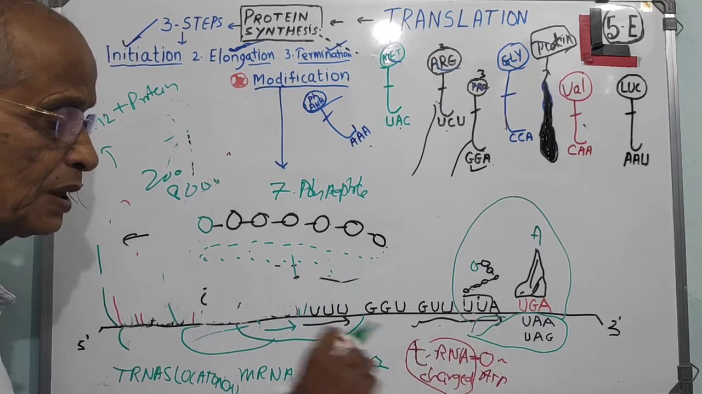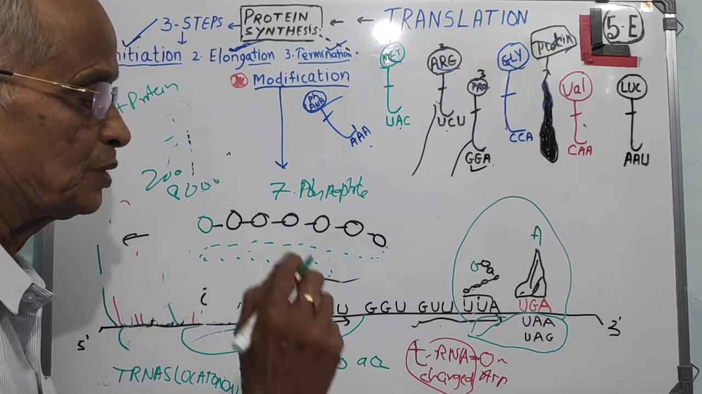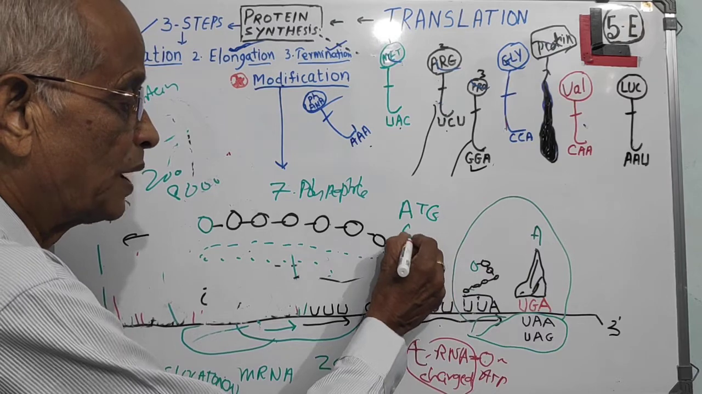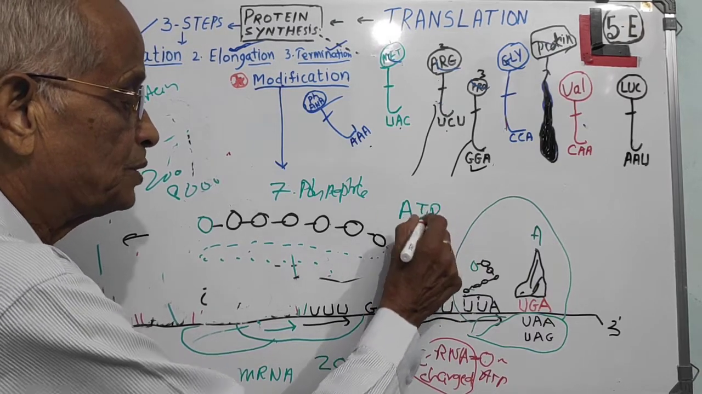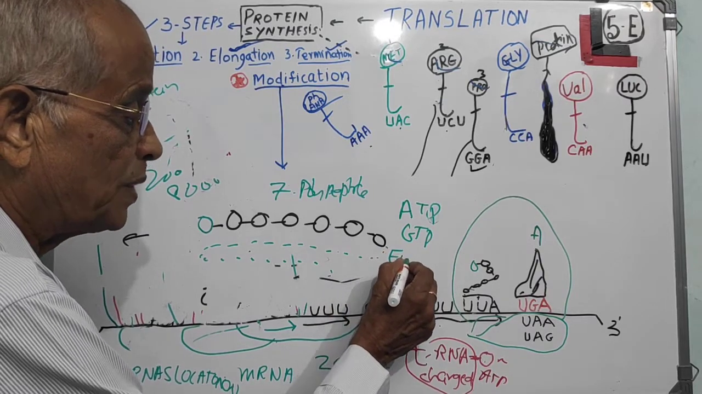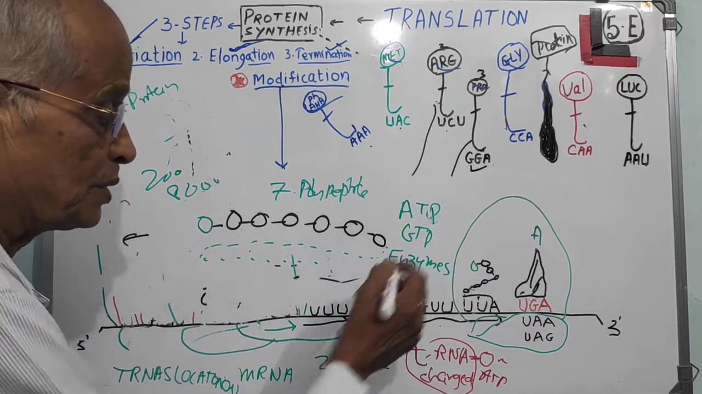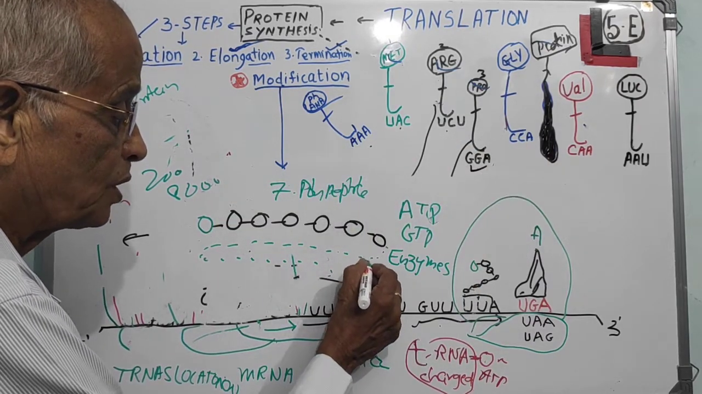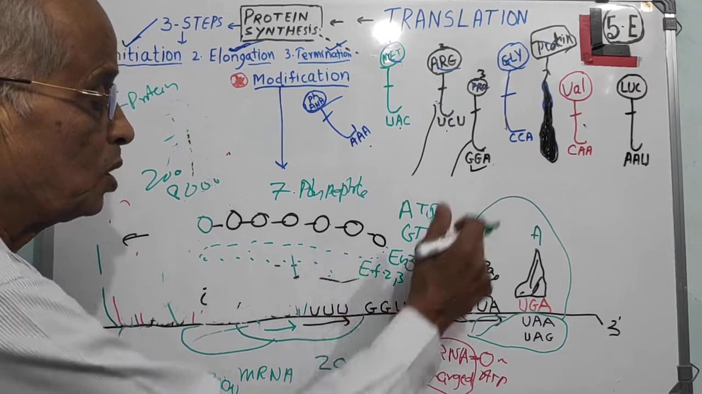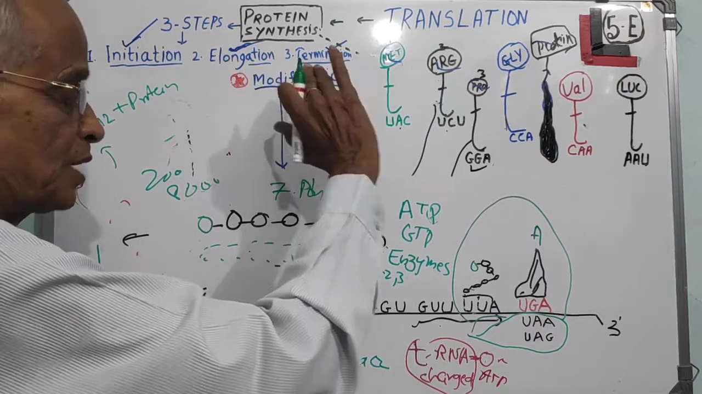So now with this, the elongation requires energy, and that energy is supplied by means of ATP and also by GTP, ATP and GTP. When the elongation is going on, a large number of enzymes will be there to assist the translocation and the elongation, and these will be what is called elongation factors, 2, 3, like that. So all this together will form the complex mechanism called the elongation and termination.